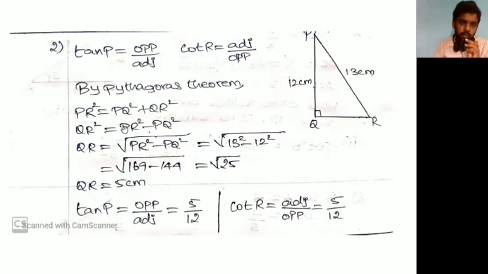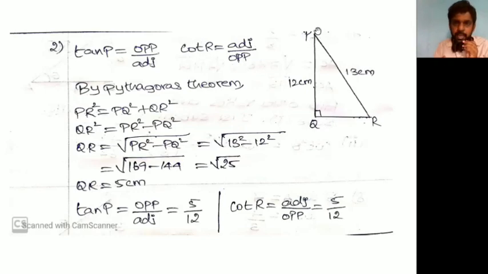Or QR is equal to the square root of PR square minus PQ square, which is the square root of 13 square minus 12 square. 13 square is 169, 12 square is 144, which gives root of 25, which is 5. So QR is 5 centimeters. So 5, 12 and 13 are the three sides. So we have to find tan P and cot R.